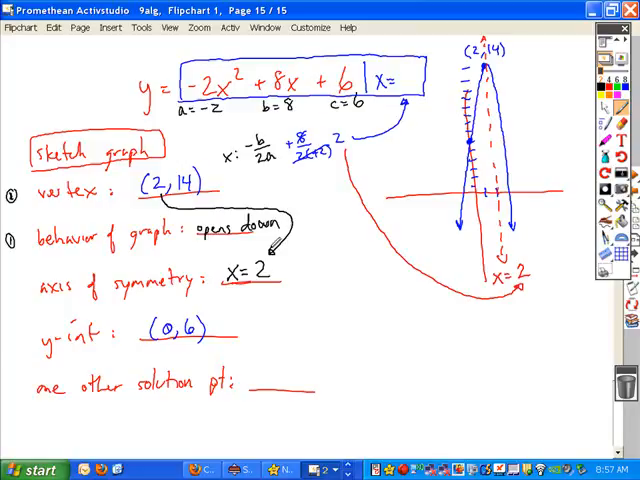And then you have one last thing that you need to do. You need to find one other solution point. When you find this other solution point, please put it on the other side of the axis of symmetry. So I don't want you to find the value when x is 1. You can find the value of any point that corresponds over on this other side. Okay, and so what would be a point that we could evaluate?